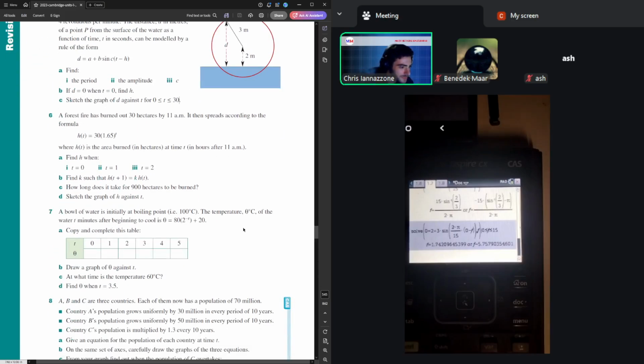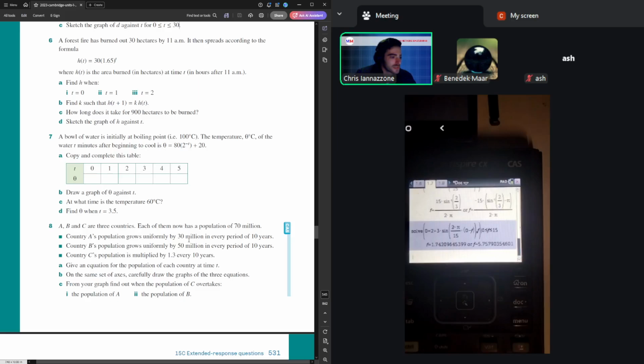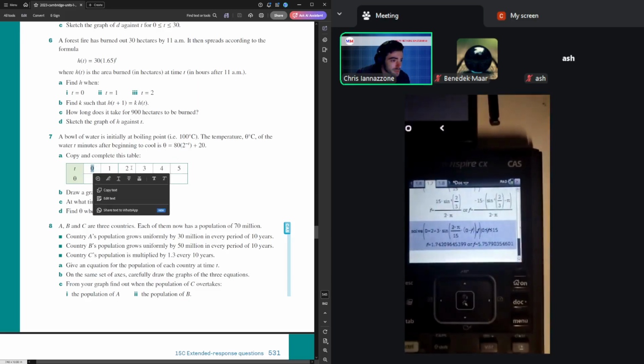Alright, cool. Question 5 all done. Is 7 going to be a good idea? A bowl of water is initially at boiling point. Temperature is given by that theta equation. Complete and copy this table. I don't think that's a great idea. It's basically just asking you to put in t equals 0, what do you get? t equals 1, what do you get? So on and so forth.